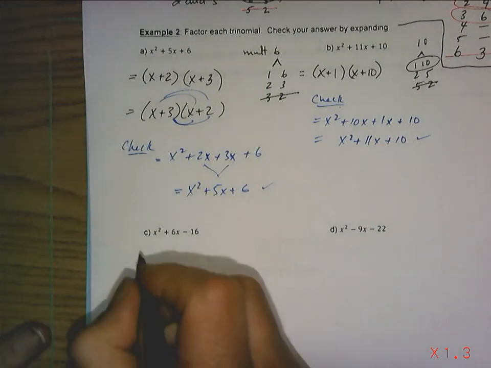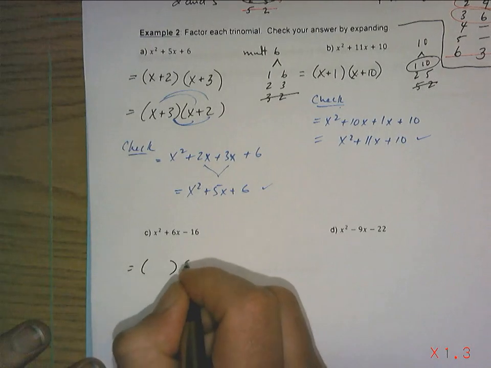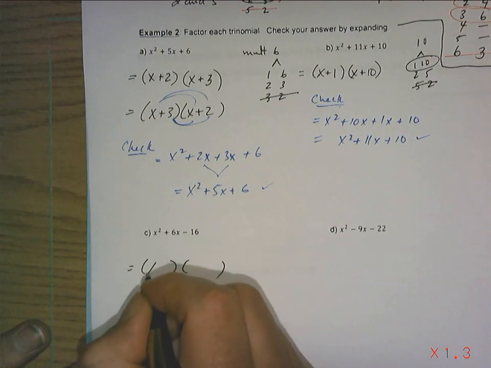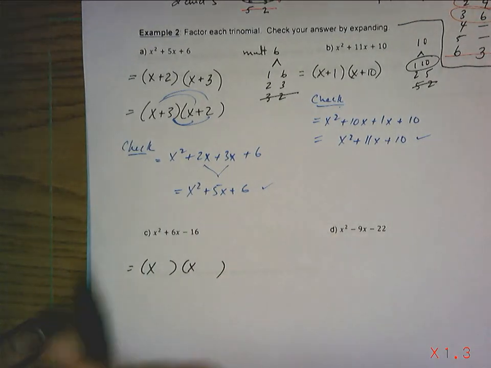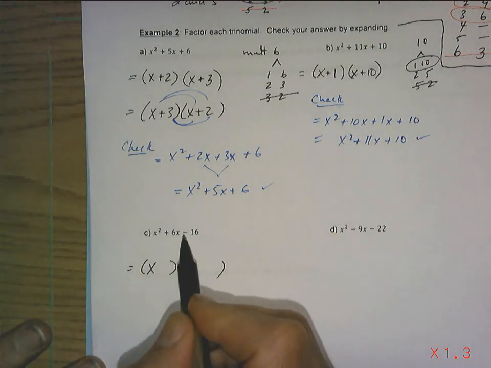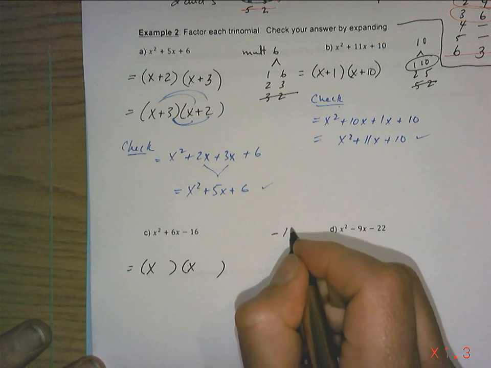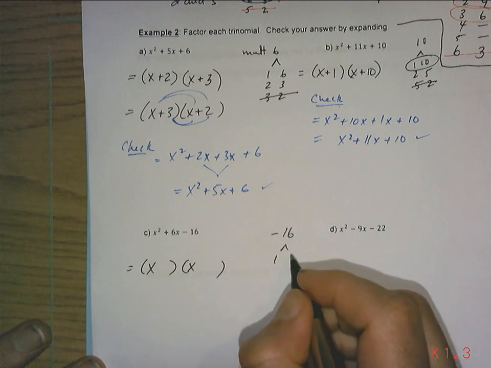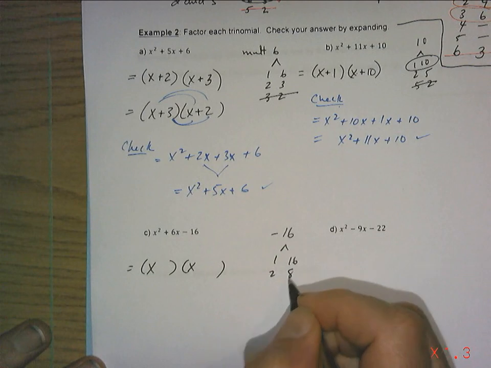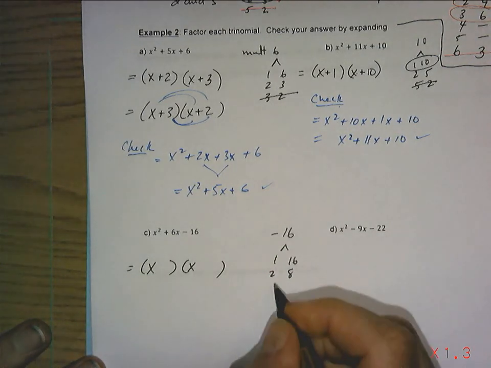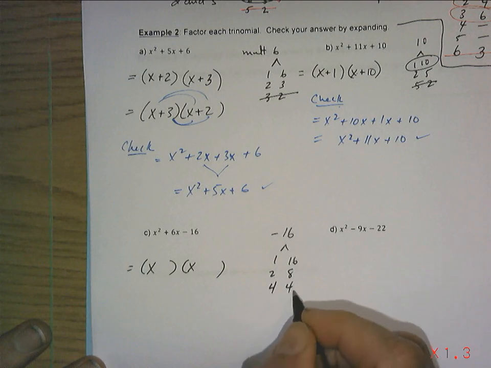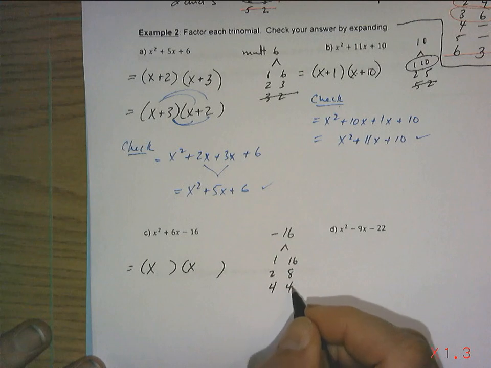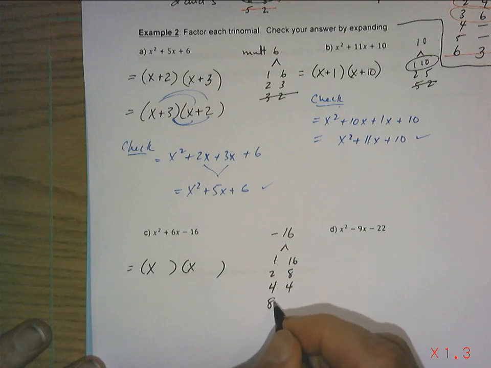So I know that my answer is going to be a bracket and a bracket. And I know x is going to go at the front of both of them. That's what gives me this x squared. But I need two numbers that multiply to give negative 16. So it could be 1 and 16, 2 and 8, 3 does not go evenly, 4 and 4, 5 does not go evenly, 6 does not go evenly, 7 does not go evenly, 8 does.